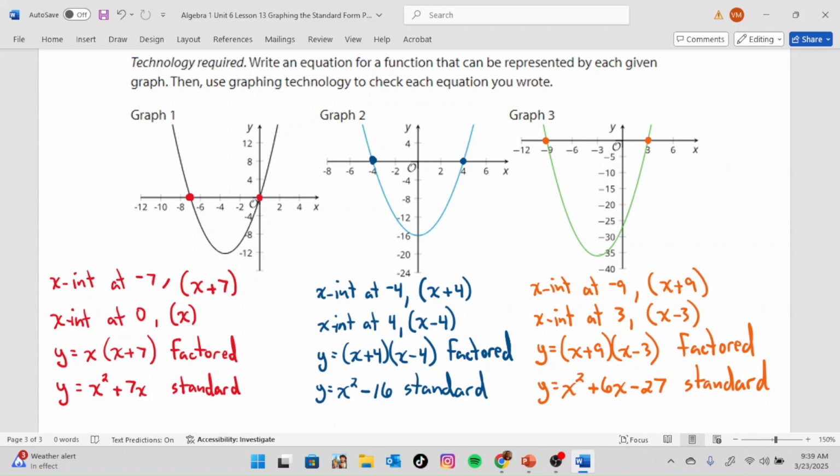So we can see that in order to write the equations from the graphs, we can simply look at our x-intercepts, write the factor that would need to be there to cause each of those intercepts, and then we have our factored form, and if we multiply those factors together, we can get our standard form.